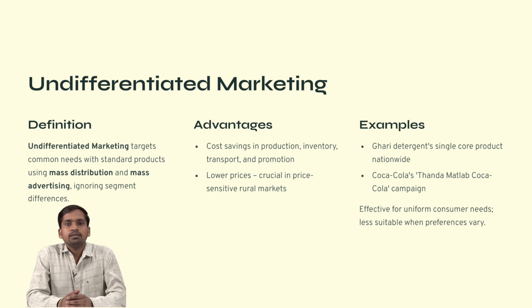Ghadi detergent is a prime example, offering one core product nationwide. Coca-Cola's famous Thanda Matlab Coca-Cola campaign also used a universal message. This strategy works best when customers' needs are relatively uniform, but it can falter if distinct preferences exist within the market. The second approach is differentiated marketing or targeted marketing.